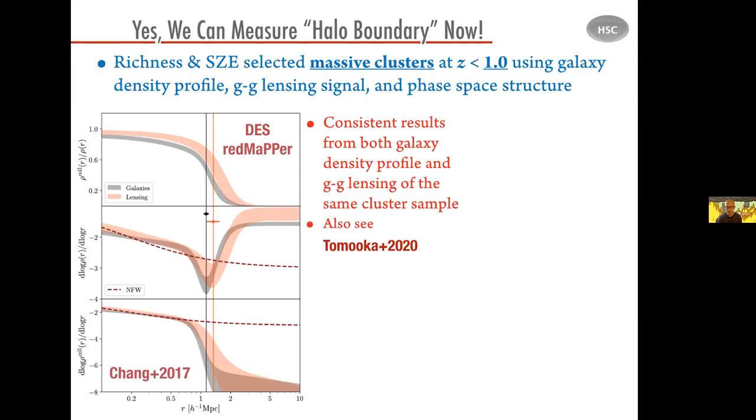First is Chang 2017 from DES using redMaPPer, a red sequence richness cluster finder. What's interesting here is that for the same cluster sample, consistent splashback radius measurements have been made using both the galaxy density profile and the galaxy-galaxy lensing profile, which is great news. Recently, there's also a very interesting paper by Tomooka 2020, which basically also sees a very relevant phase-space structure.